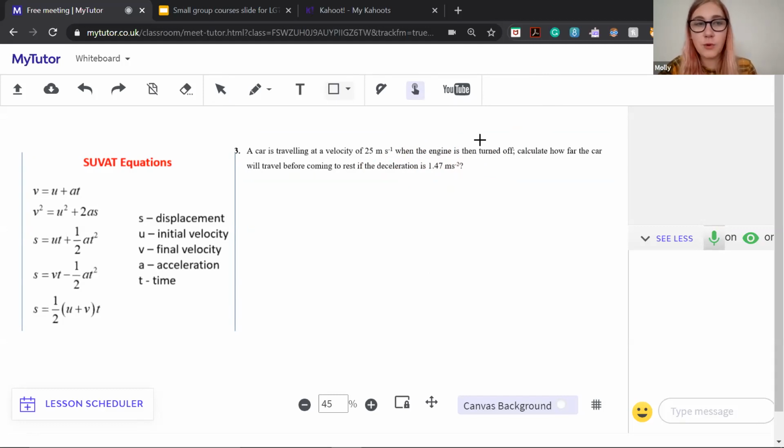But can anybody think of what some of these values would be? Do we know S, U, V, A, or T? And if so, what are they?